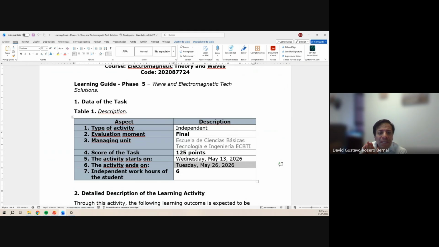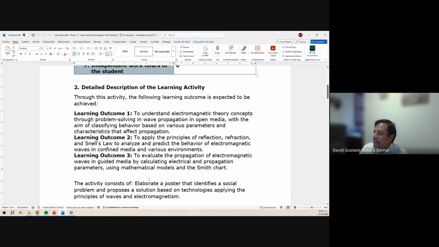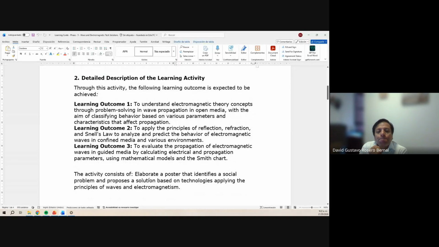I want to emphasize something here. Those 6 hours are a minimum estimate for someone who already has a clear idea in mind. If you want to produce excellent work, and the rubric rewards excellent work, you should plan to invest more time, especially in research and design. The three learning outcomes of this guide are integrated and presented on the screen.